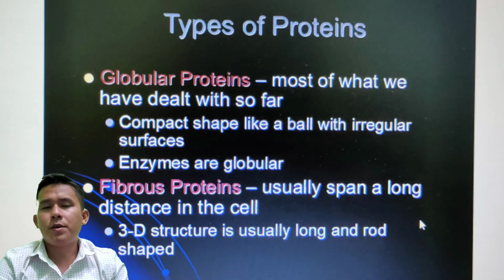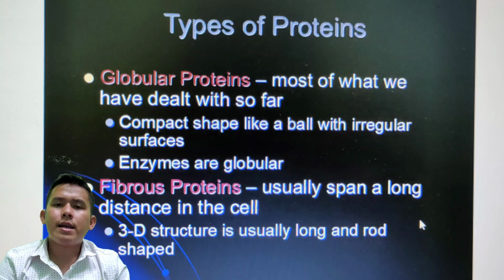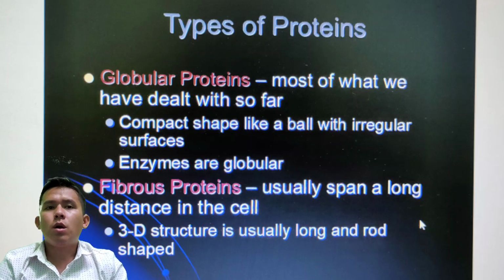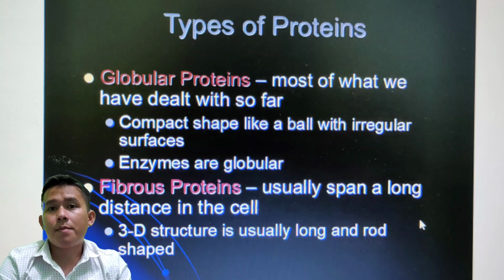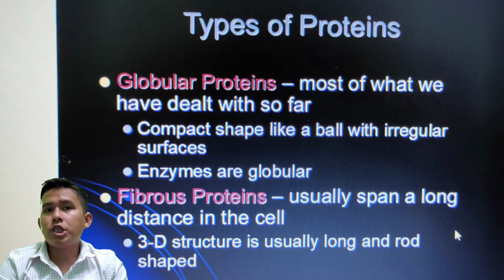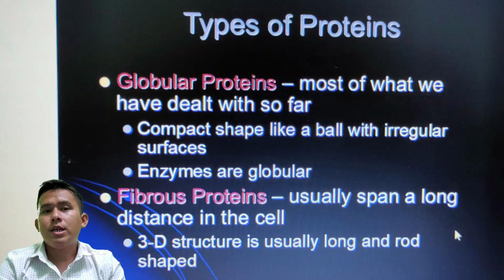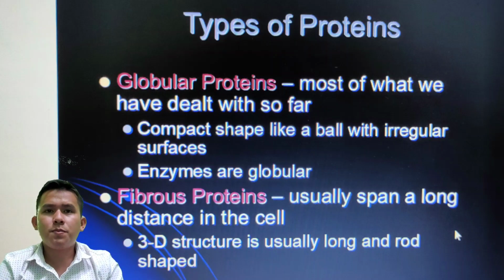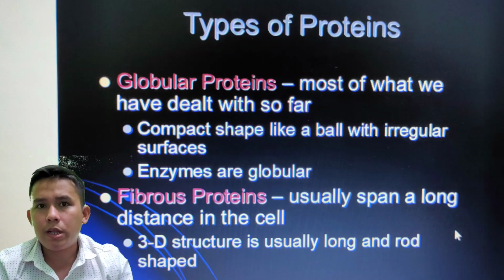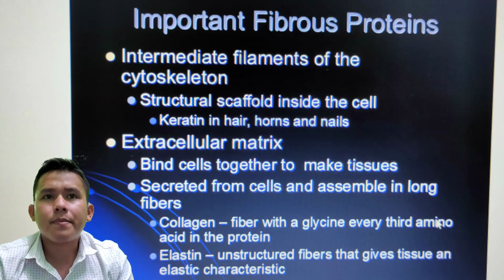Let's talk about types of proteins. We have two kinds of proteins: globular proteins and fibrous proteins. Enzymes are globular proteins, which have a compact shape like a ball with irregular surfaces, while fibrous proteins usually span a long distance in the cell. They have a 3D structure that is usually long and rod shaped.